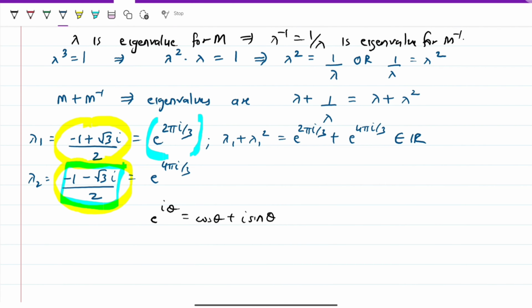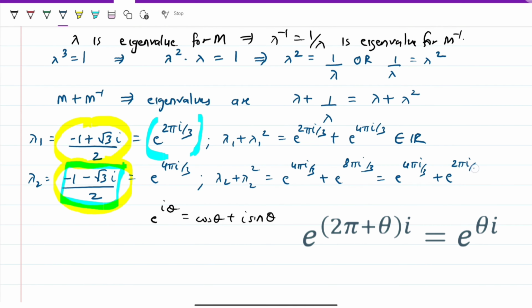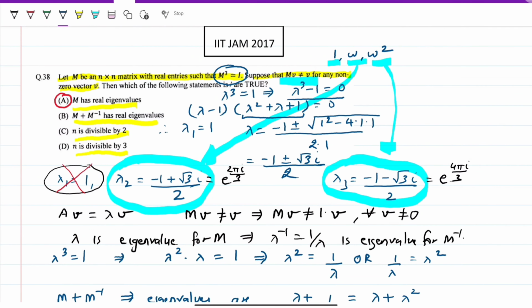real number. And likewise, if we talk about the sum for lambda 2 and lambda 2 square, so that's going to be e raised to 4 pi i by 3, and likewise here it will be e raised to 8 pi i by 3, and further this can be written as e raised to 4 pi i by 3 plus e raised to 2 pi i by 3, reducing by 2 pi, and again this is same as above, it is going to be a real number. Thus the statement that M plus M inverse has real eigenvalues is going to be true.